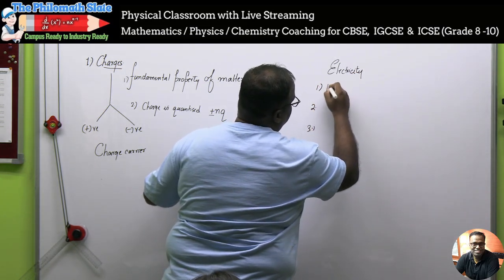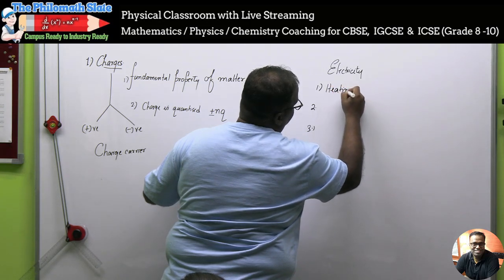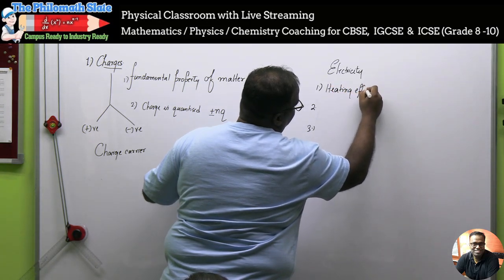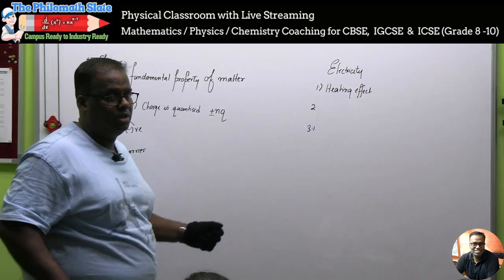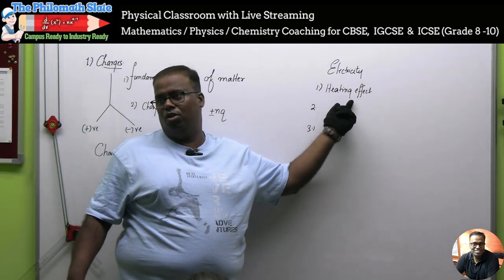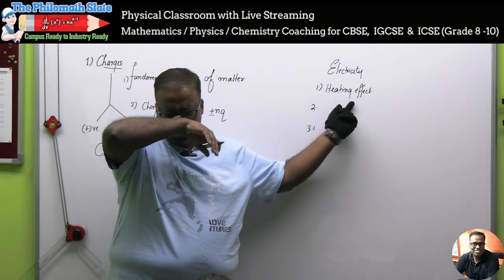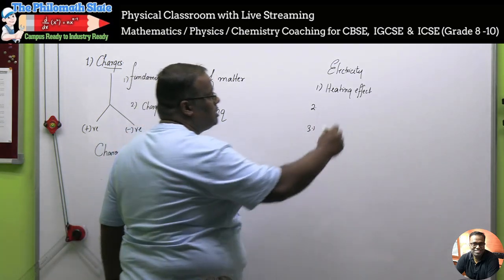The first one is known as heating effect, which we will study in this chapter. Electricity can cause heating, obviously geyser, heater, toaster, all these are heating effect. We will study this in physics.